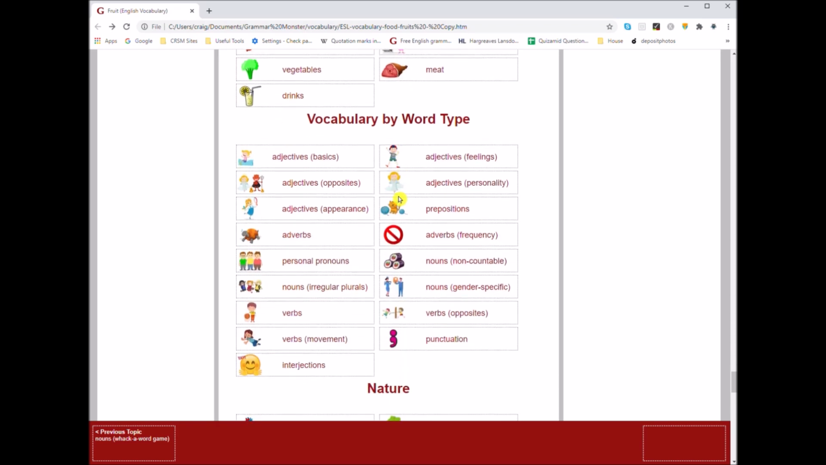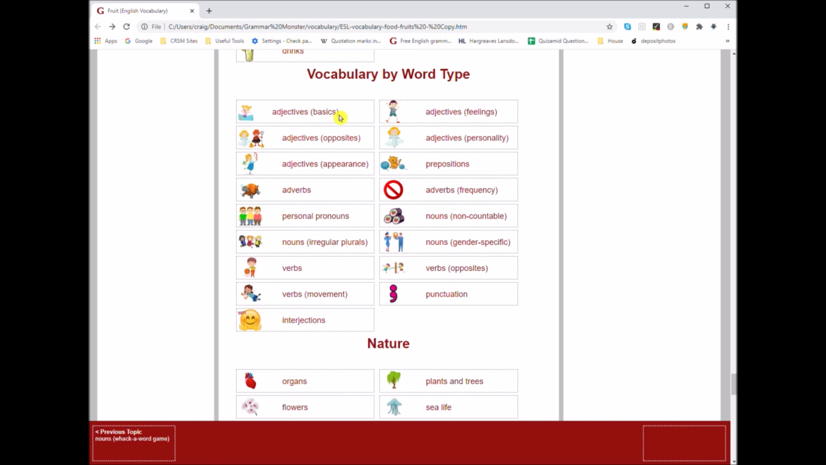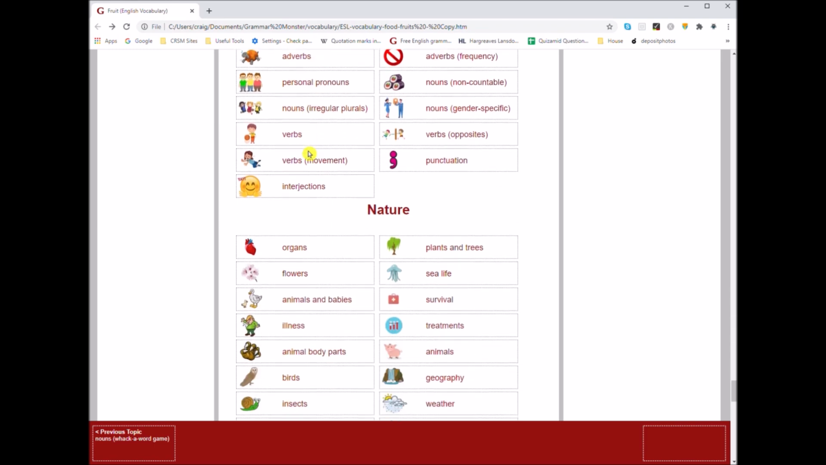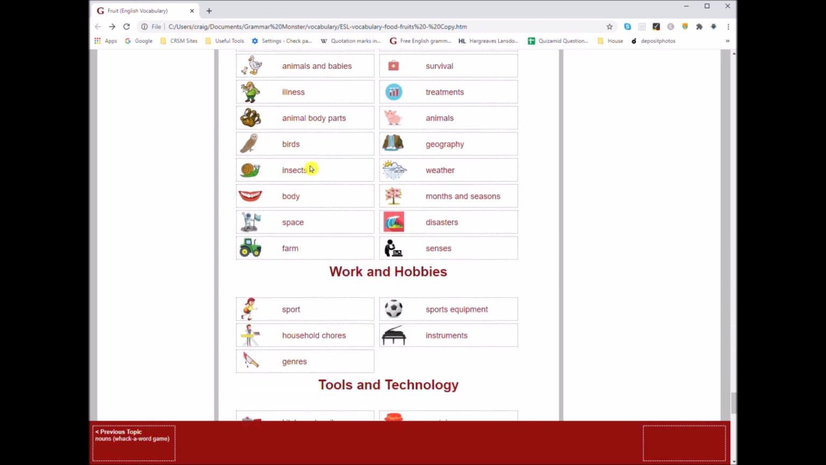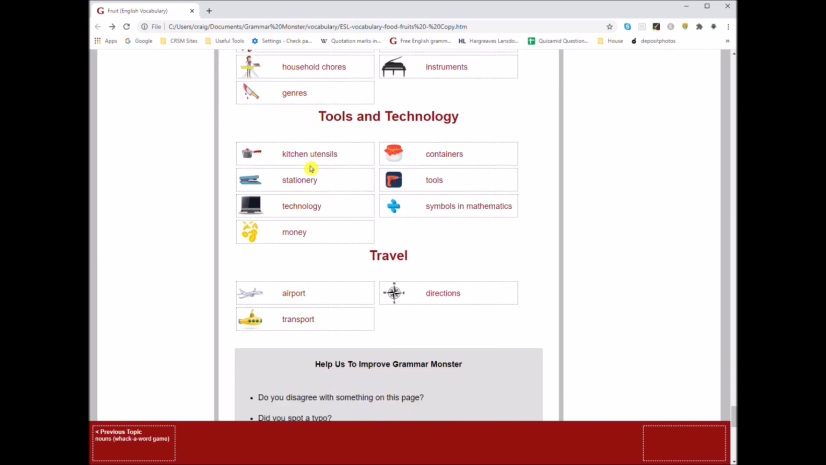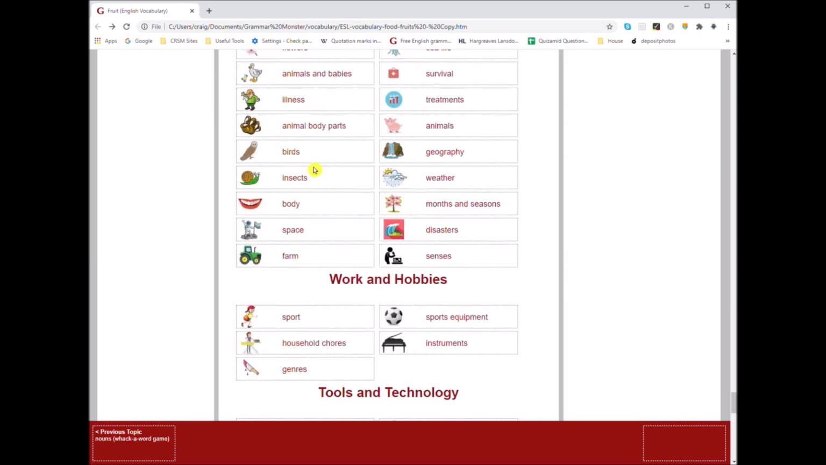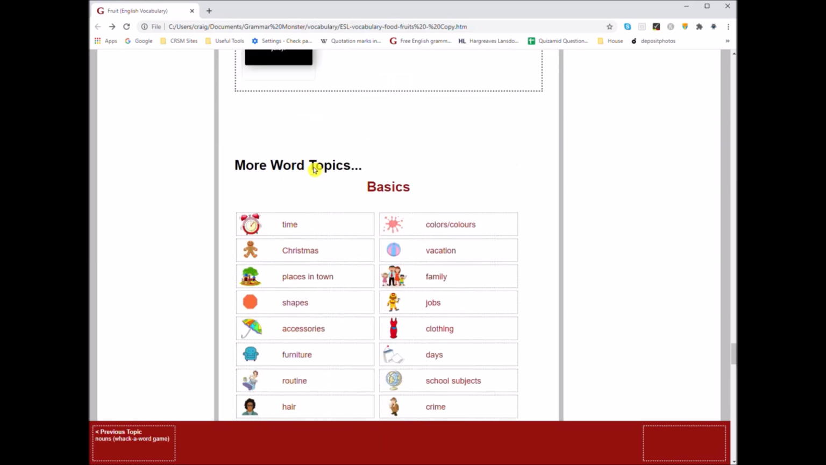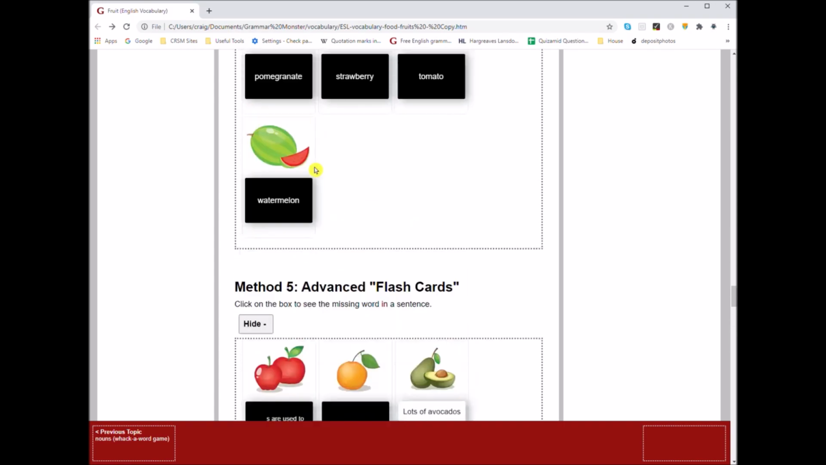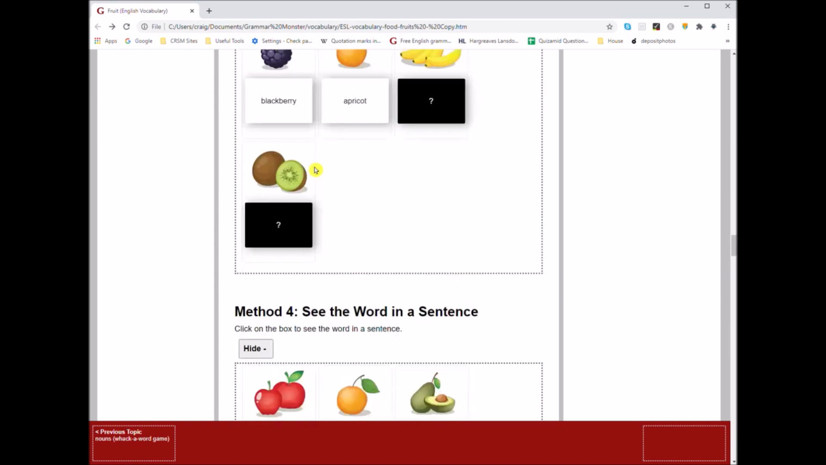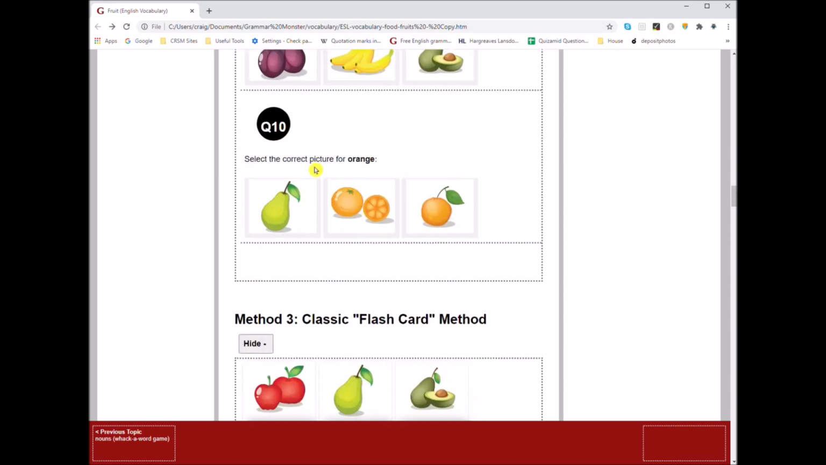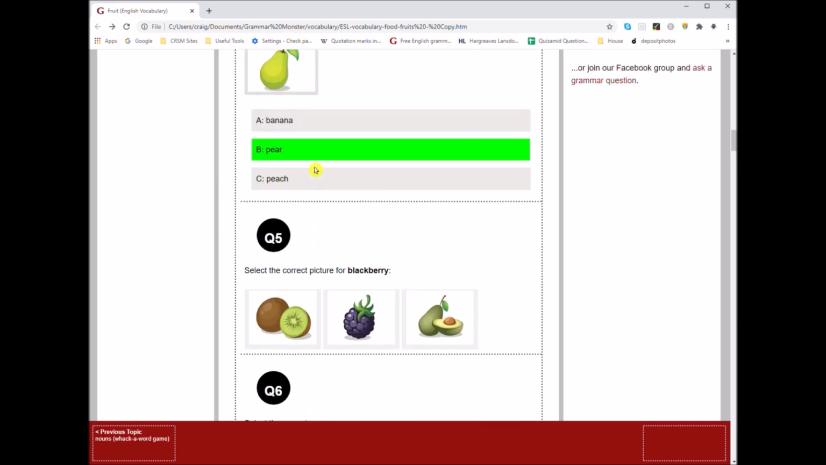And then vocabulary by word type, for example, basic adjectives. Adjectives that are opposites, like big, small, rich and poor. We have a large nature category, works and hobbies, and tools and technology, and travel. By the time you've played with the methods on all of those pages, your vocabulary should be much broader. There are a lot of words to learn.